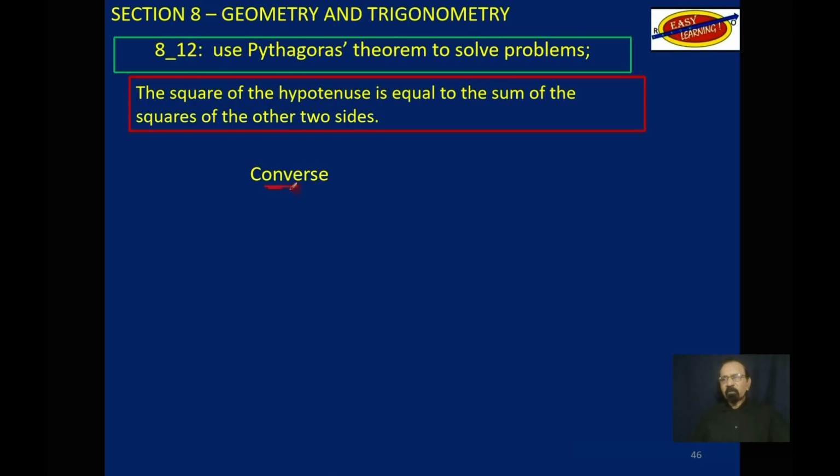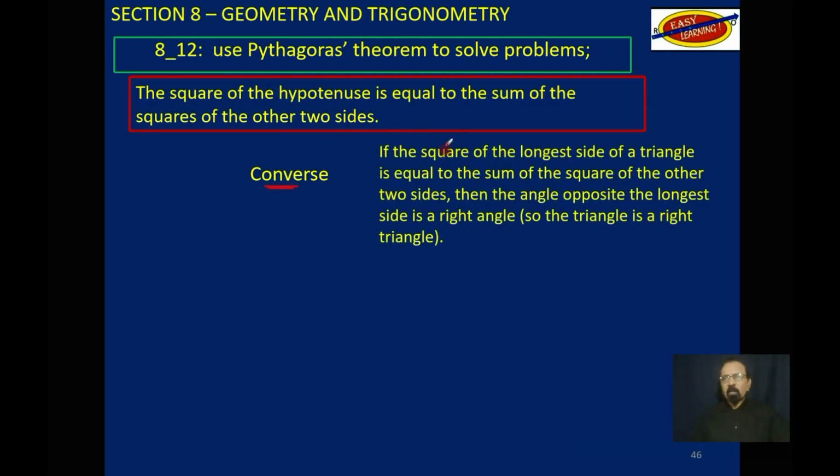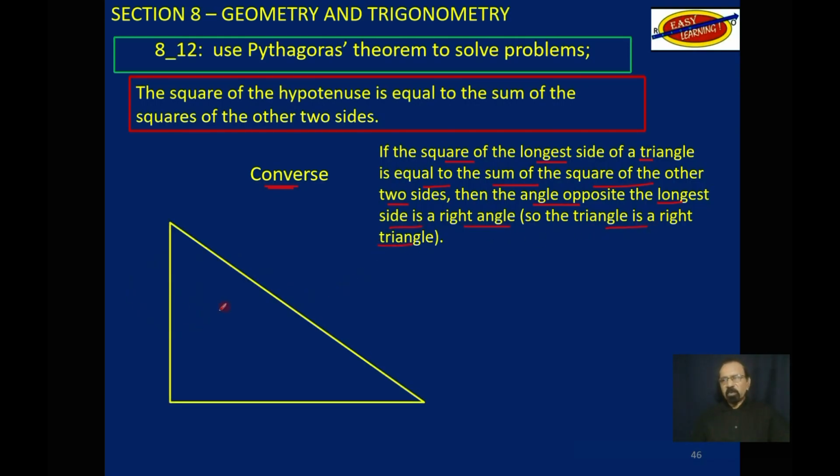Now, let's look at the converse of this Pythagoras' theorem. If the square of the longest side of a triangle is equal to the sum of the squares of the other two sides, then the angle opposite the longest side is a right angle, so the triangle is a right triangle. So let's consider this triangle here. Notice there is no right angle anywhere.